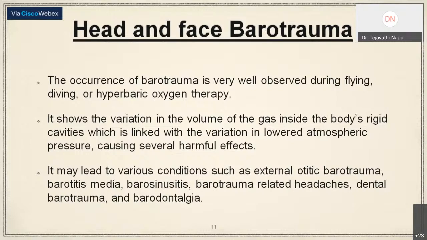According to Harvard University, there are various definitions given for barotrauma. They say it is the injuries caused by air or water pressure, such as in airplanes and scuba diving. That's according to Harvard University.